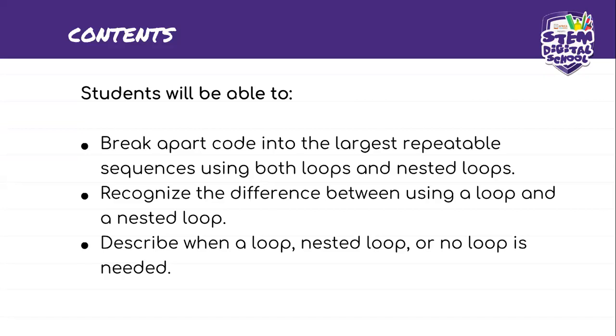Then we need to recognize the difference between using a loop and a nested loop, and describe when a loop, a nested loop, or no loop is needed. It's easy to describe whether or not a loop is necessary, because remember, it will repeat the actions step for step. So if anything changes in the order that we have to do things, then we can't use a loop, because then we are going to run into some kind of bug or error.